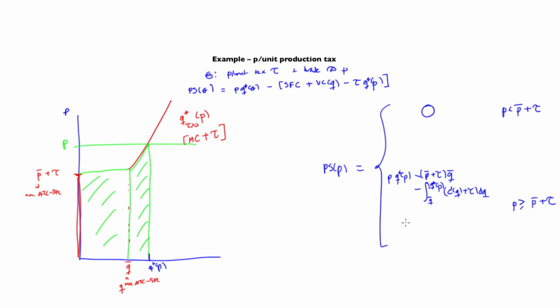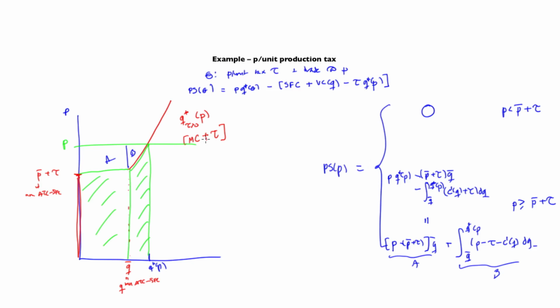As before, we can rewrite this as P of P minus P bar plus tau times Q bar, plus the integral from Q bar to Q star of P of P minus tau minus C prime of Q dQ. And again, as before, just to be clear, we can think of this as A and B, where this term is A, and this term is B. So notice how the logic is very similar once we have the supply function, and we know that the supply is going to share the locus with the marginal cost plus tau.